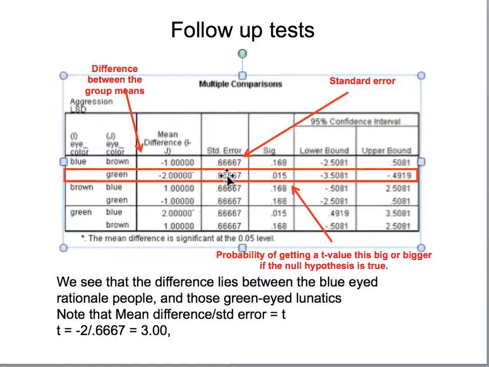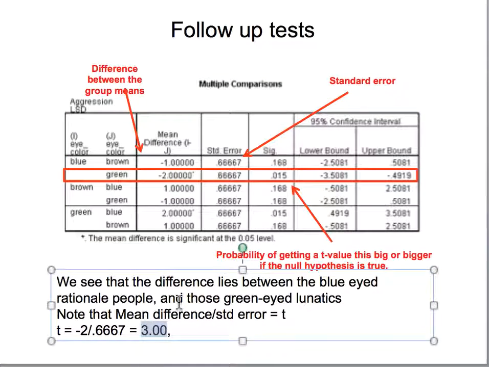Yeah, and if you want to figure out what the t value is, like I have here, you just divide your mean difference by your standard error. That gives you your t score, and the t value here would be 3.00.